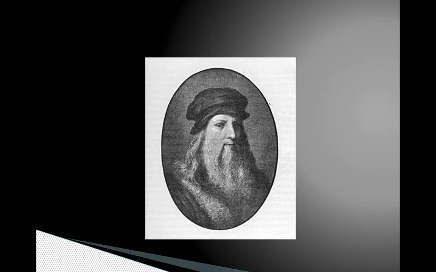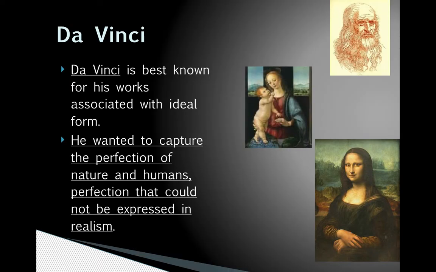So this is Da Vinci. He is best known for several works of art. He wanted to capture the perfection of nature and humans, perfection that can't be expressed in that realism idea. So he's most famous probably for the Mona Lisa, which is down on the right-hand side, or Madonna and the Babe, which is the picture of Mary and Jesus. And then that top one there is his self-portrait.